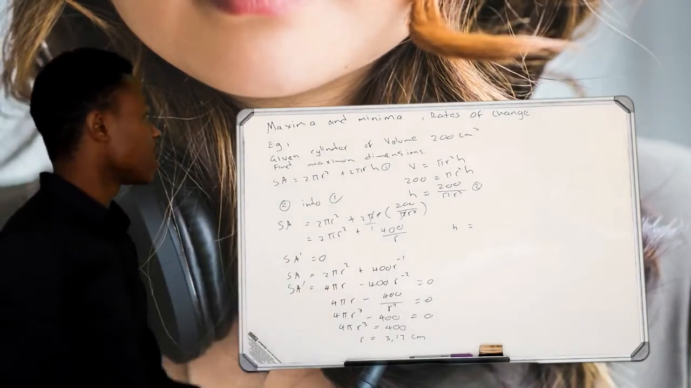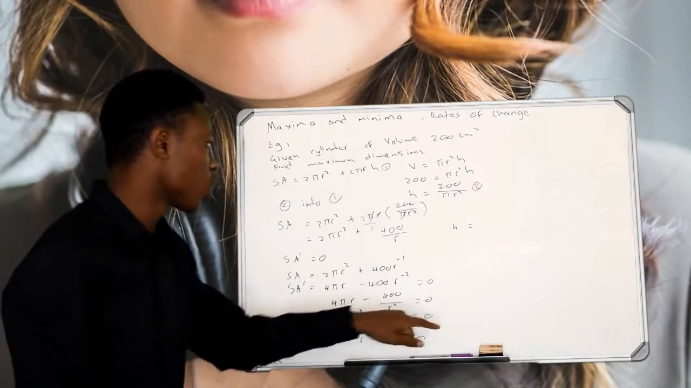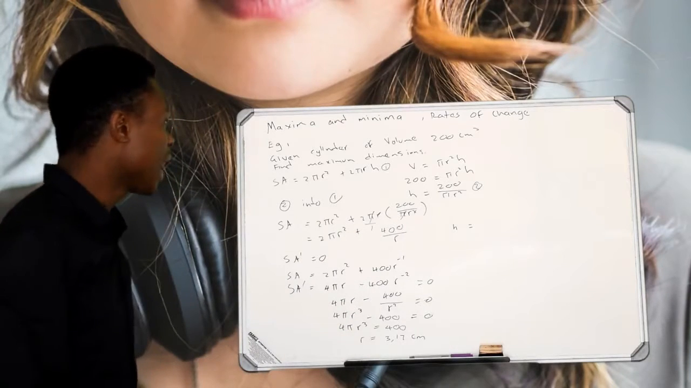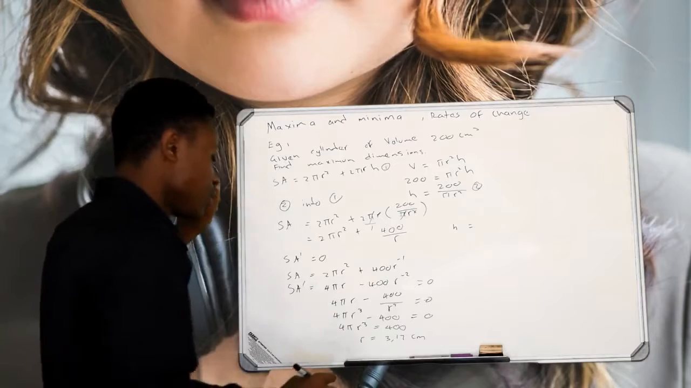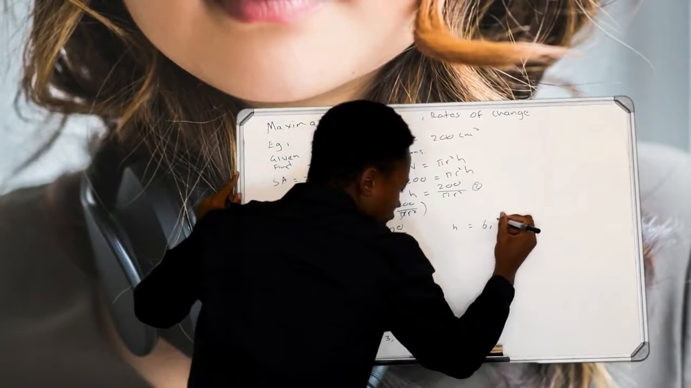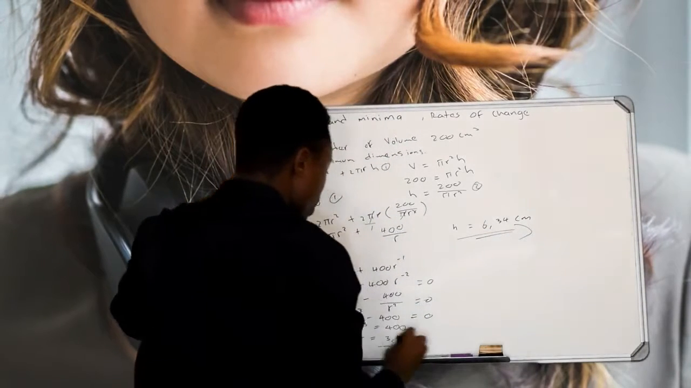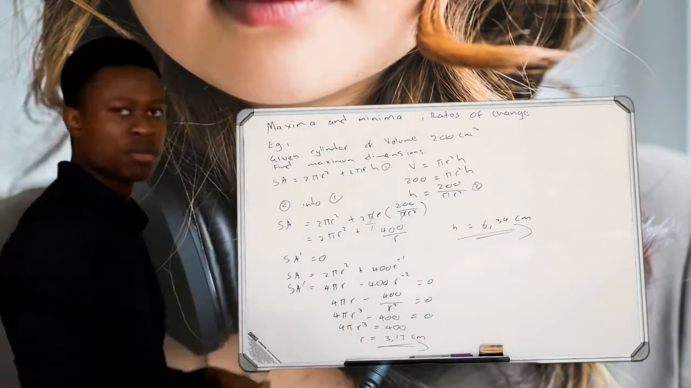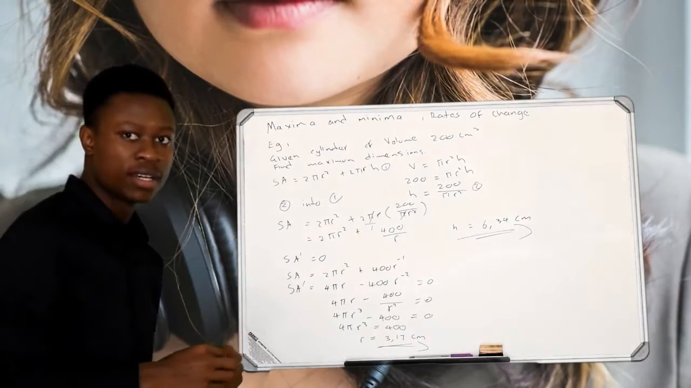So we want to use that. What variable is the only one that's missing there? r. And we just found what that is. So it'll be 200 over pi times 3.17 squared. And then we know what h is, and h will be 6.34 centimeters. So these are your two minimum dimensions for that volume that we are given for the cylinder.